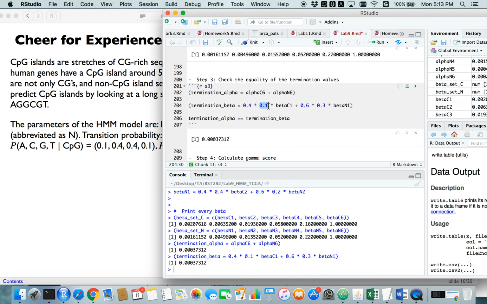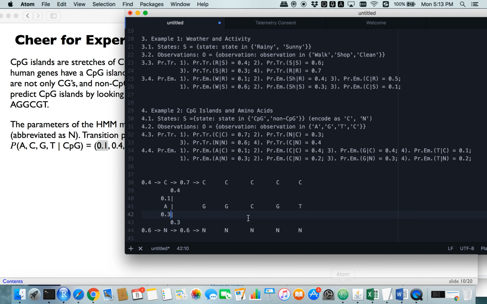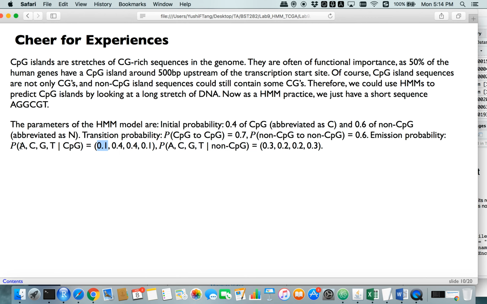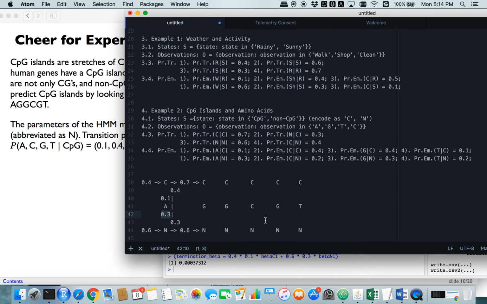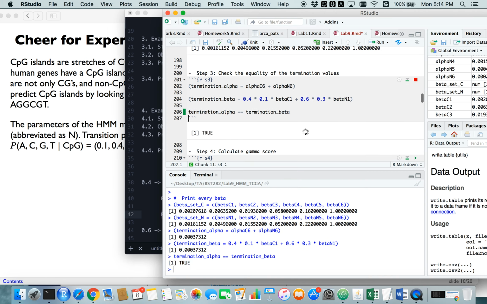And 0.1 is, remember that at the first state we have observed A, so it's the chance that, given that the specific amino acid is A, it's coming from a CPG island would be 0.1. And the 0.3 means that, given that the first amino acid is A, the chance that it's coming from a non-CPG island is 0.3, which is 0.3 here, and also 0.3 here. Great. You need to use that to calculate the termination beta and to check whether these two are equal to each other.